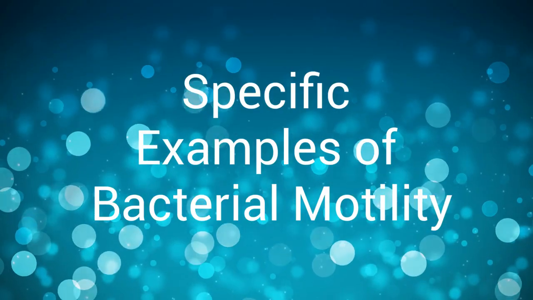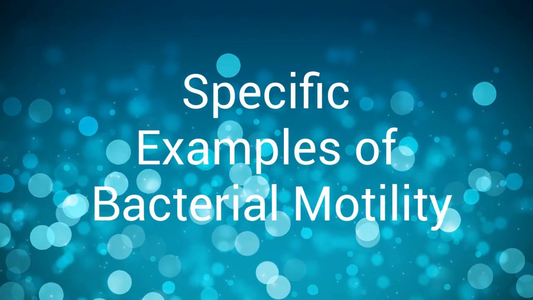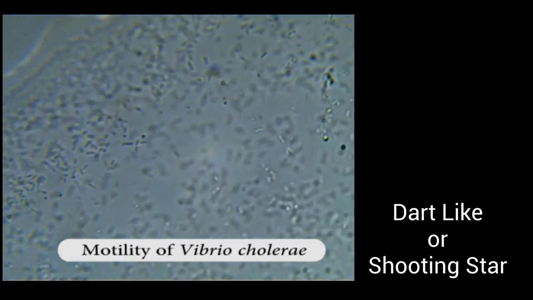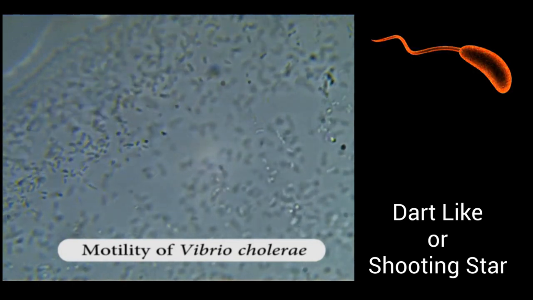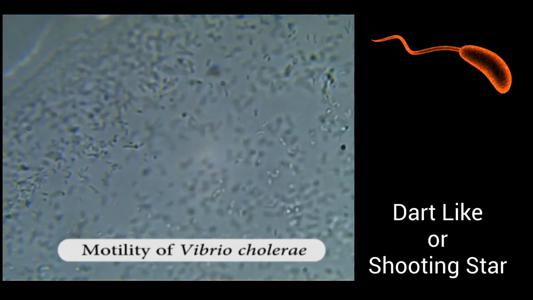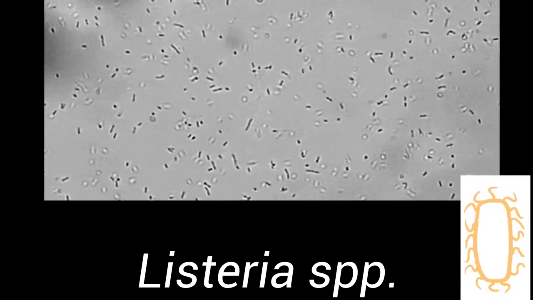Now I'll show you some specific types of motility shown by some microorganisms. Dart-like motility is shown by Vibrio bacilli because they have a unipolar single flagellum. It is also known as shooting star motility. Tumbling motility is shown by Listeria species because of the peritrichous arrangement of the flagella on it.